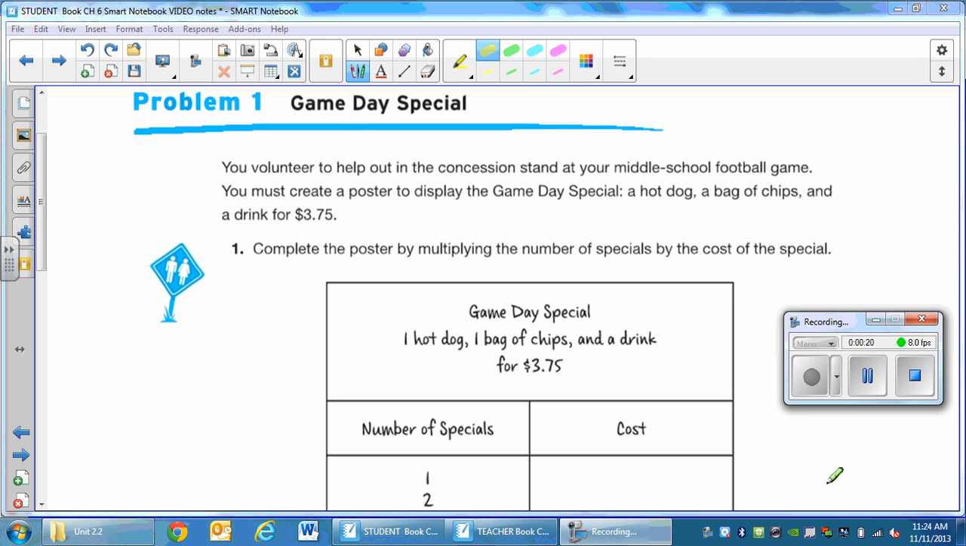Game Day Special. You volunteer to help out in the concession stand at your middle school football game. You must create a poster to display the Game Day Special, which is 1 hot dog, 1 bag of chips, and a drink for $3.75. Complete the poster by multiplying the number of specials by the cost of the special. Please do number 1 and then press pause, do number 1, and then press play when you're finished.